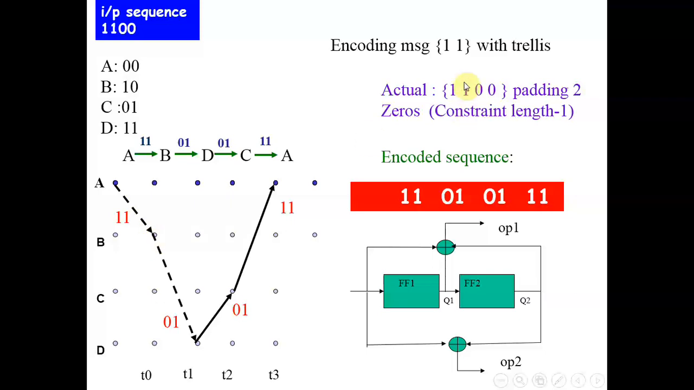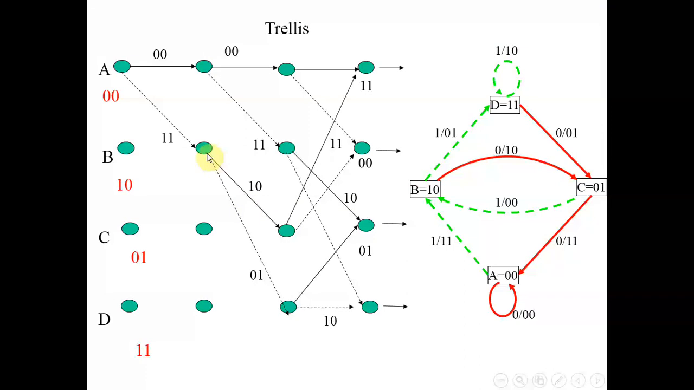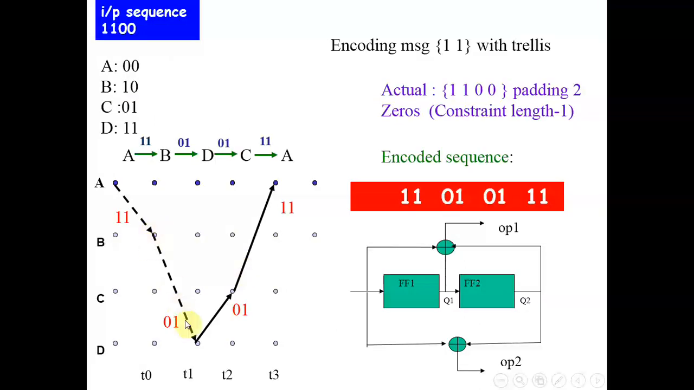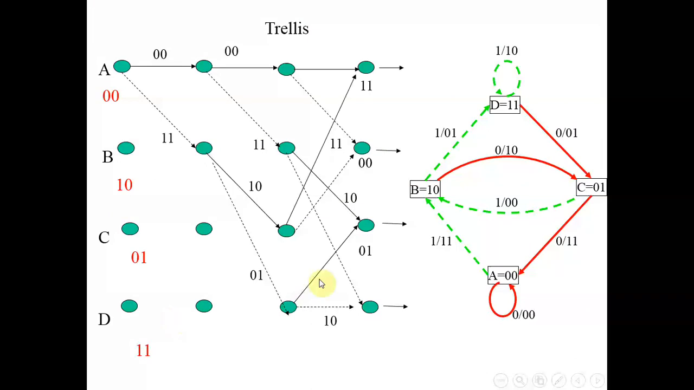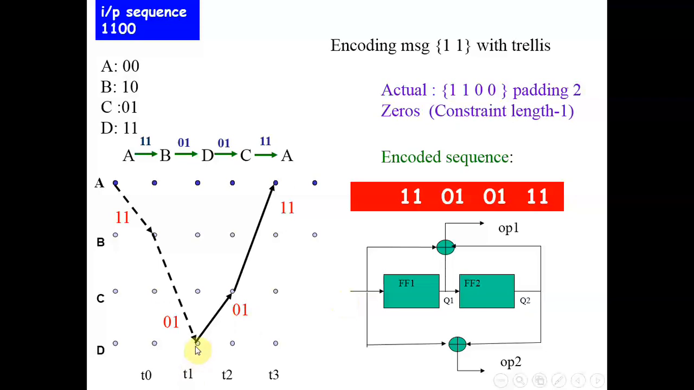Now you receive the second input, which is 1. From B you have two transitions, B to C and B to D, right? But you are receiving 1, so you will follow the dotted line and move from B to D. What is the output from B to D? 0 1, or you can refer here, if I go from B to D, my output is 0 1. Now we are in state D.